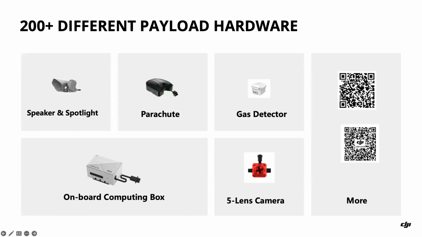Here are some of the different payload hardware. A speaker spotlight combination that goes on the Matrice 30 series, a parachute, a gas detector, onboard computing box to run different algorithms, a 5-lens camera for oblique mapping to create robust 3D models.